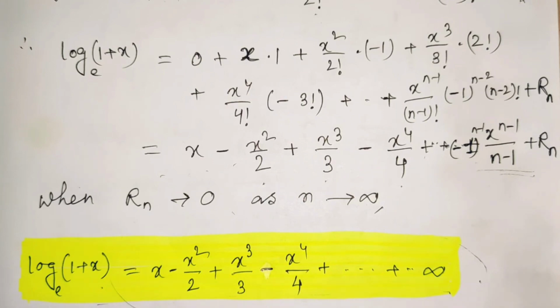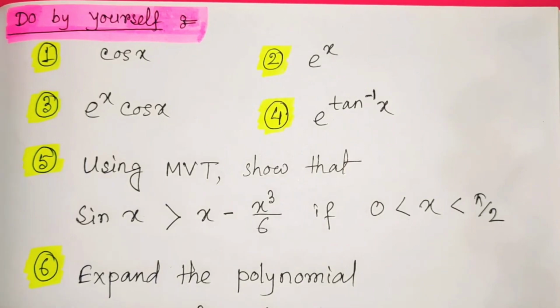Now I am giving you a few questions for your reference. That means there are a few questions given. Try to solve these questions by yourself. If you are able to do all of them, then you can be sure that you understand Taylor's theorem and Maclaurin's theorem properly. So here are your questions. Do them by yourself.